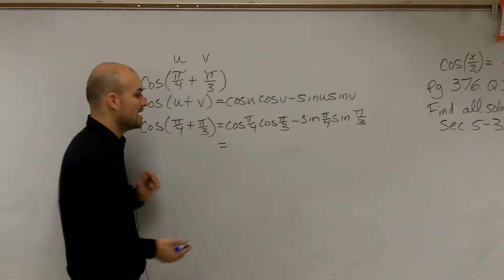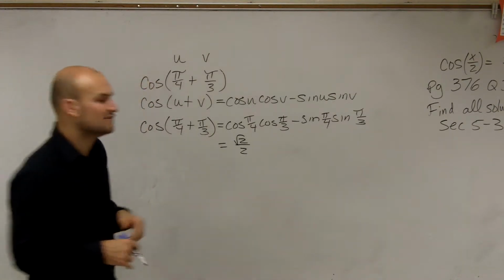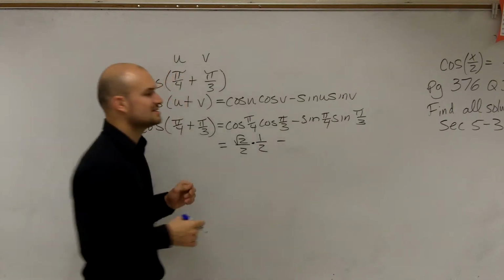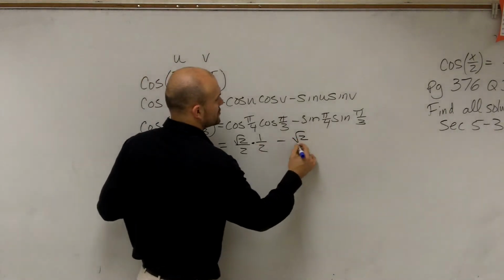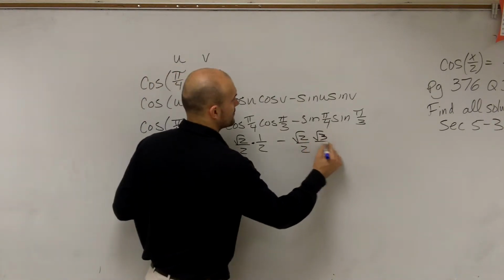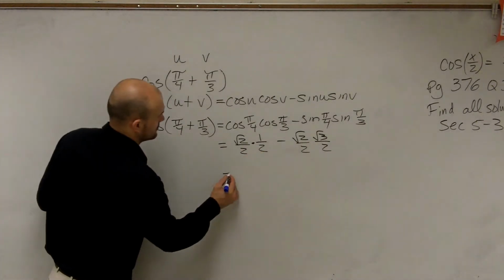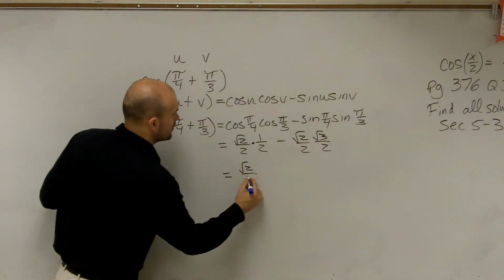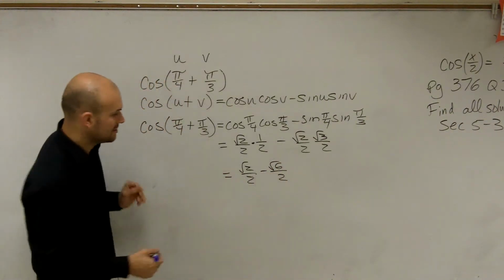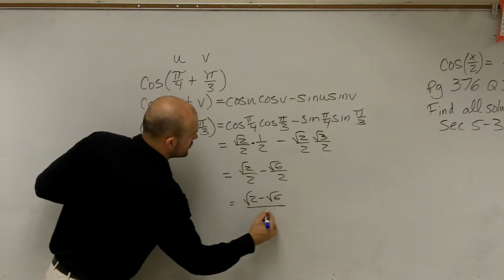So here I have cosine of pi over 4, which is square root of 2 over 2. Cosine of pi over 3 is 1/2, minus sine of pi over 4, which is square root of 2 over 2, and then the sine of pi over 3, which is the square root of 3 over 2. So now we do our multiplication. I have square root of 2 over 2 minus the square root of 6 over 2the. Then I can combine my fractions to have the square root of 2 minus the square root of 6 over 2.